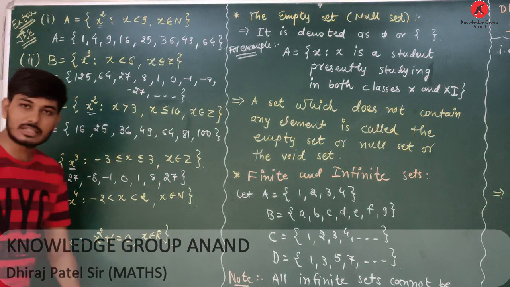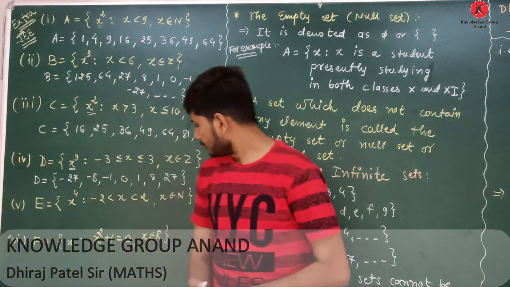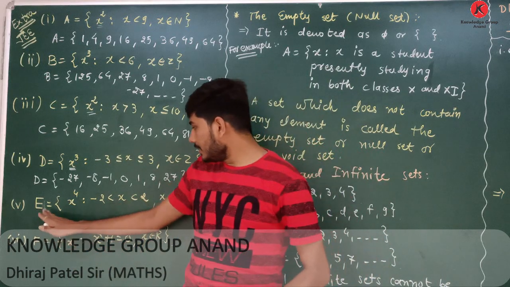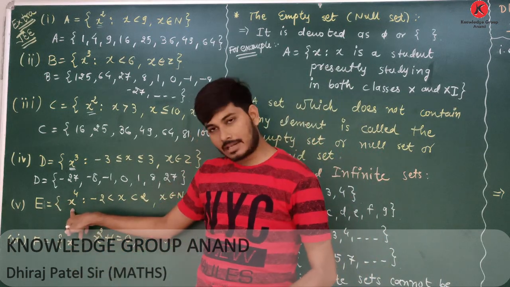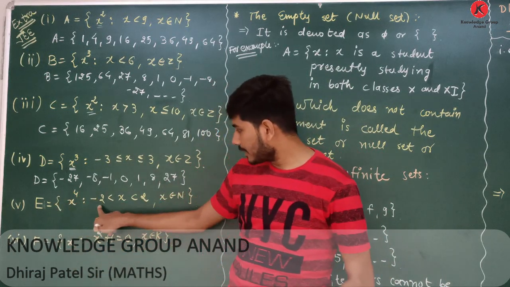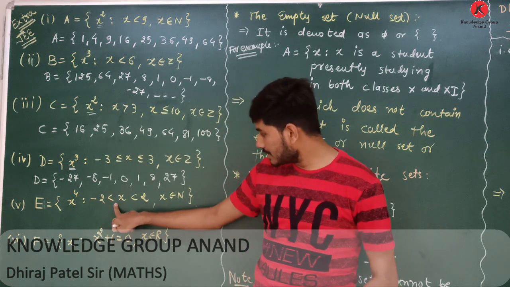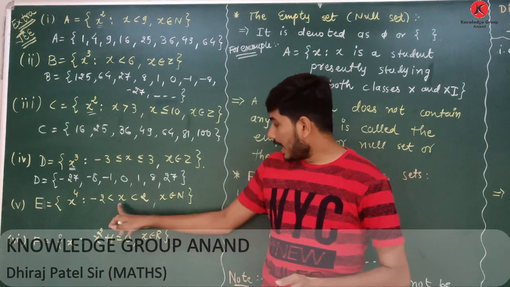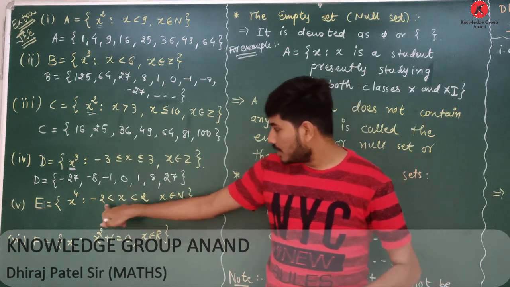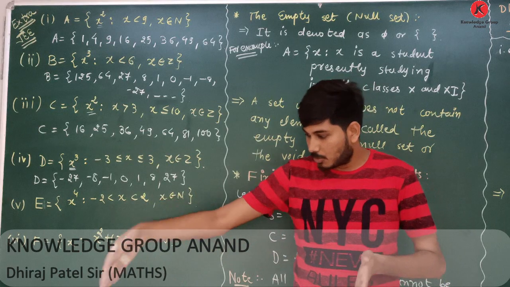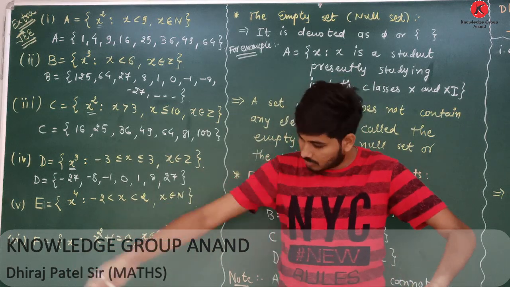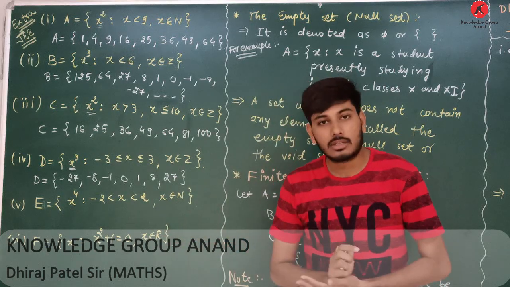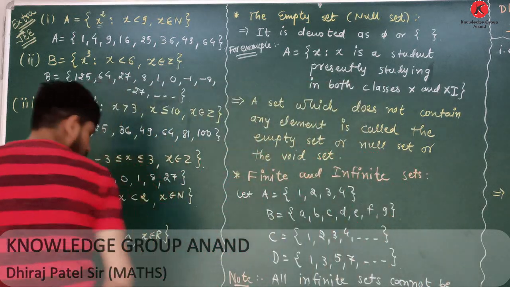Therefore, we have to consider the value of x, which is equal to. Now, fifth one, set E equals x raised to 4 such that minus 2 less than x less than 2. That means x lies between minus 2 to 2, and x belongs to N.